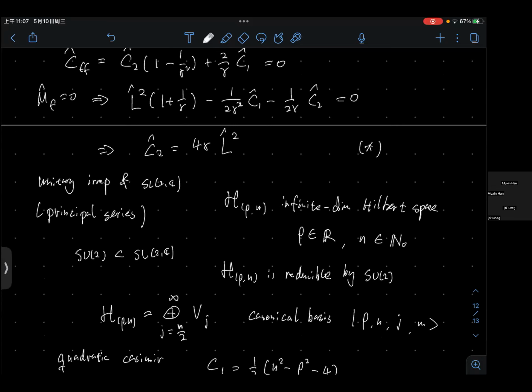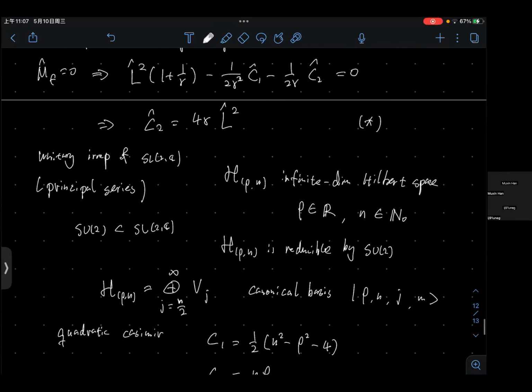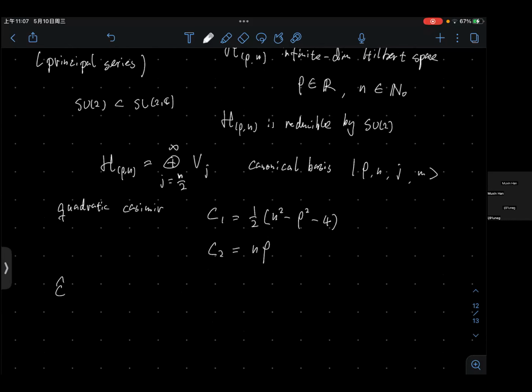So you see this constraint, for example, the star constraint, it tells you you need to pick up one single copy of SU2 irreducible representation in this tower. There's only one possible J in this tower that can satisfy this star constraint, because this is a relation between the SL2C Casimir and the SU2 Casimir. Okay, so maybe I should just write down the result of those equations.